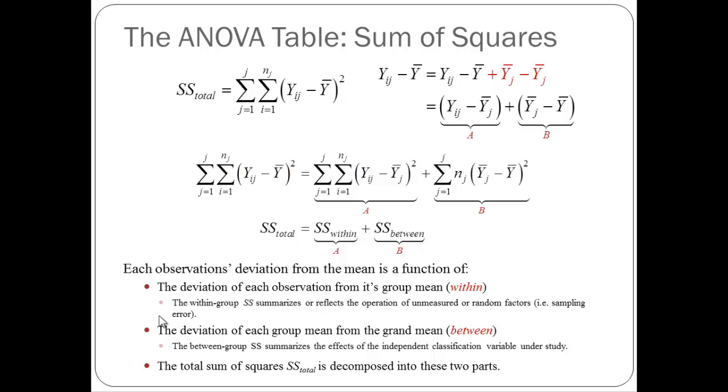Of course, if that between group sum of squares is small or 0, we'd say there is no group effect. Our test of significance is a test of whether there is a group effect or not.